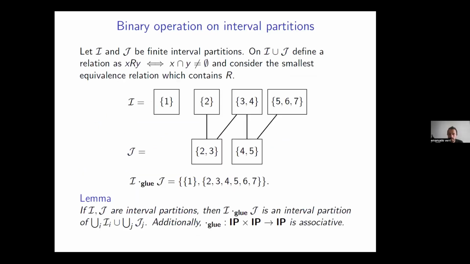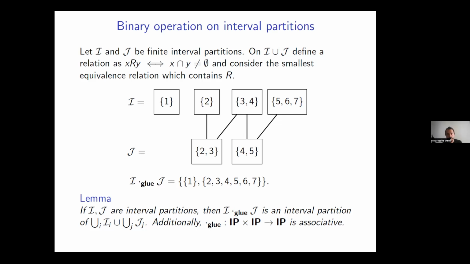So the main building block for this Hopf algebra on interval partitions is a binary operation that we defined on interval partitions. So consider the case in which I and j are both finite interval partitions. We define a relation on their union. So we have these blocks, and we say the blocks are in relation if and only if the intersection of the blocks is not empty. And then what we do is we take the closure, the equivalence closure, so the smallest equivalence relation which contains this relation.